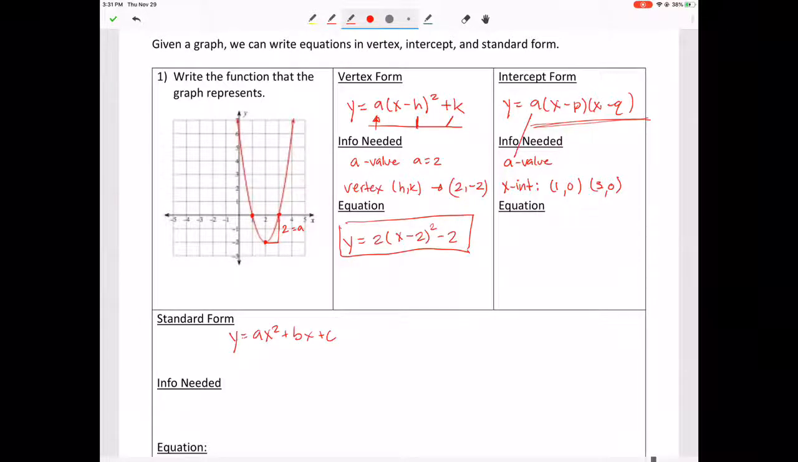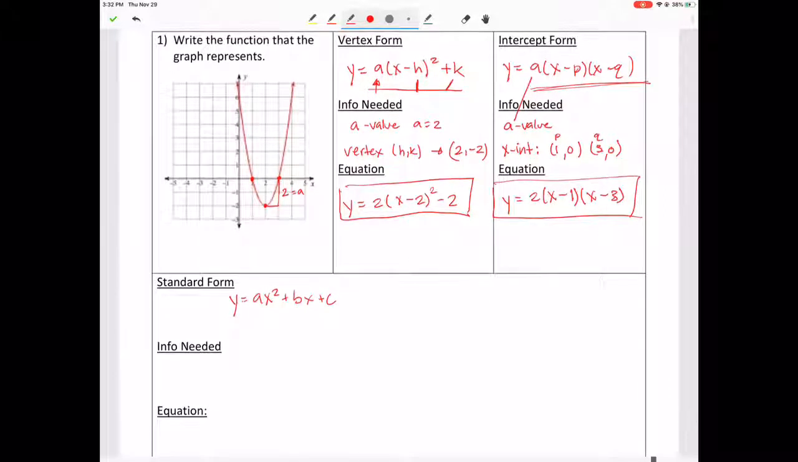And in our intercept form, p is going to be the x value for one of our x-intercepts, and q will be for the other. The order doesn't matter, so if you had it switched, that's just fine. So we plug those things in, and we get y equals a, which is still 2, times x minus p, where p is 1, and then x minus q, where q is 3. So that is our equation in intercept form.